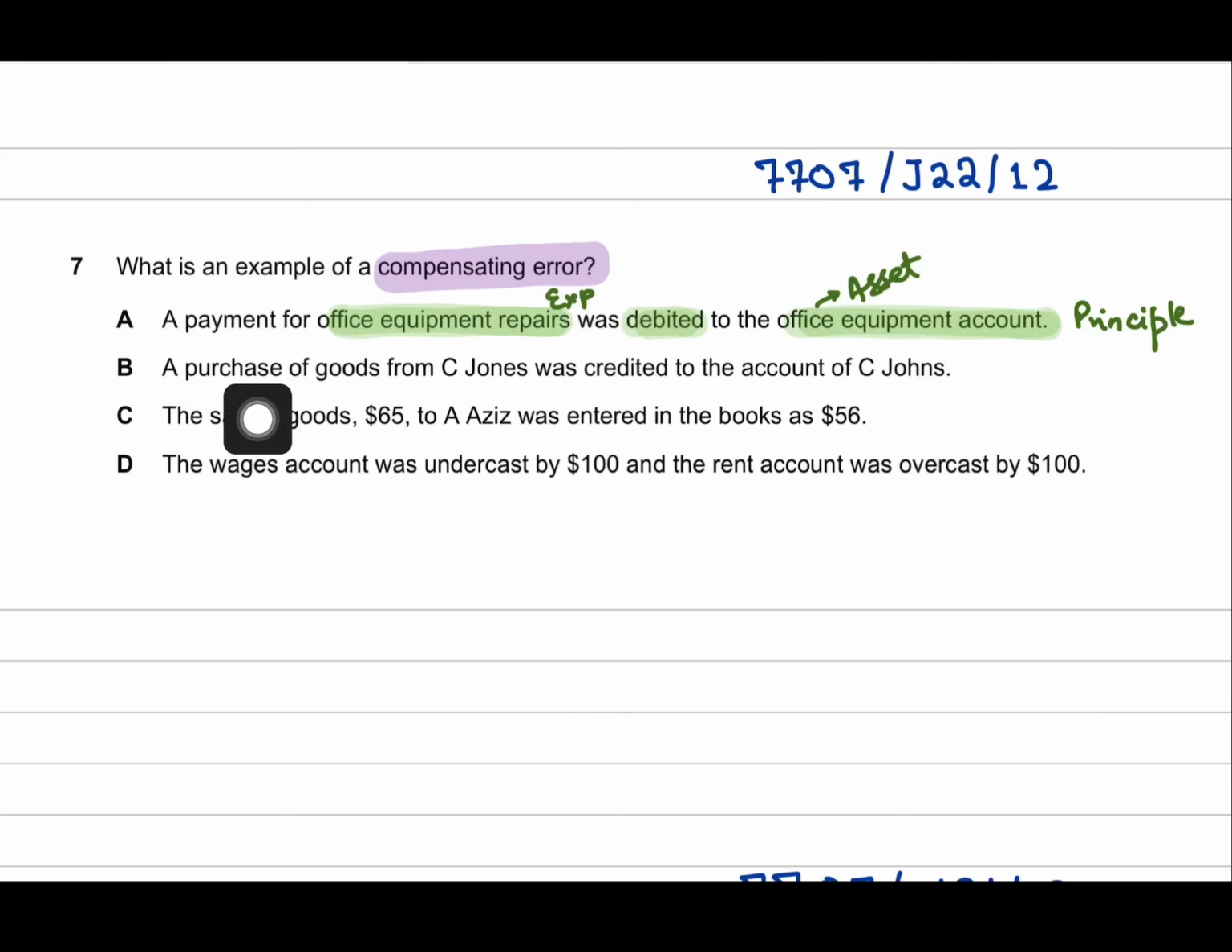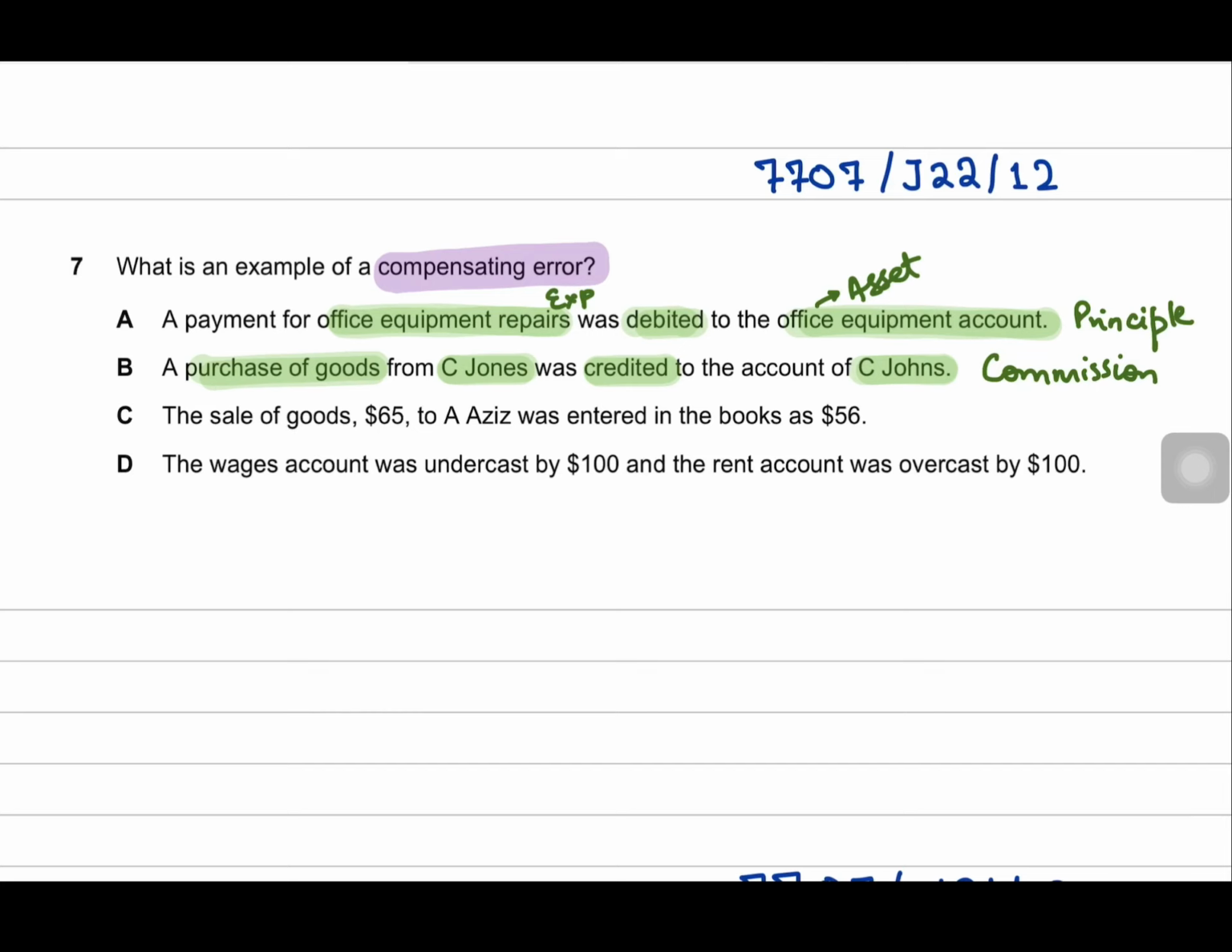Option B says a purchase of goods from C Jones, right? So how should this have been recorded? Purchases should have been debited and C Jones should have been credited, but this was credited in the account of another C Jones. First of all, this is not a compensating error because both of these accounts are somehow related to each other, right? Assuming that C Jones was another supplier for the business, so instead of making an entry in one C Jones account, this was recorded in the other C Jones account. And this type of error we know is called error of commission, when the class of account is the same, right? So this is also not the correct answer.